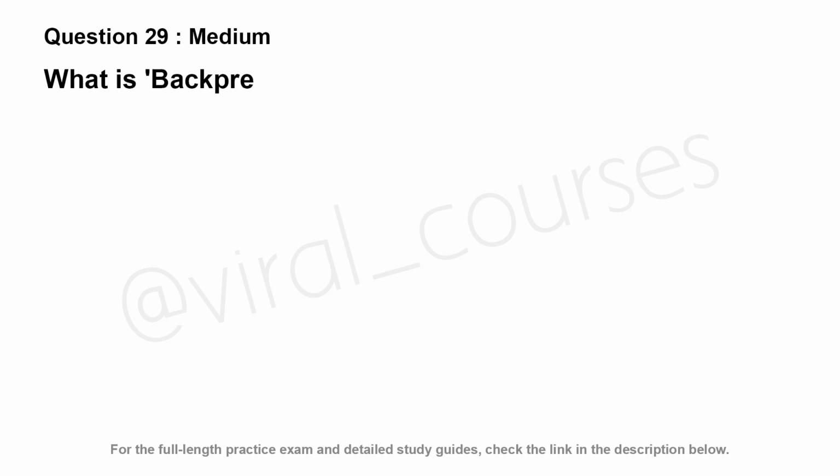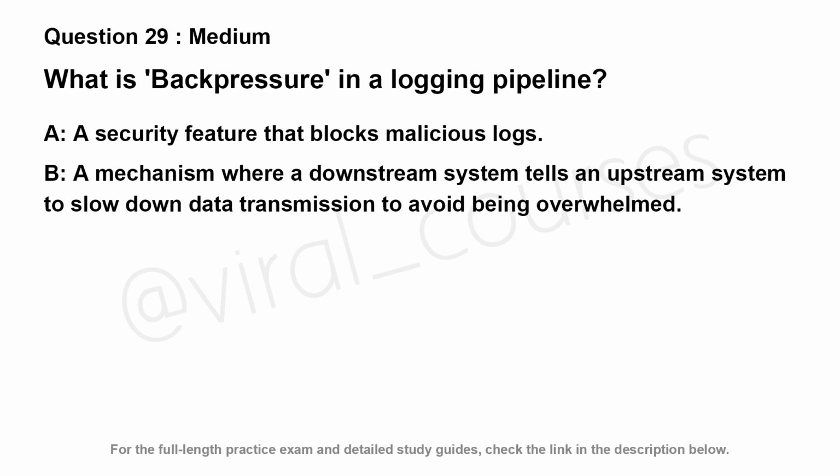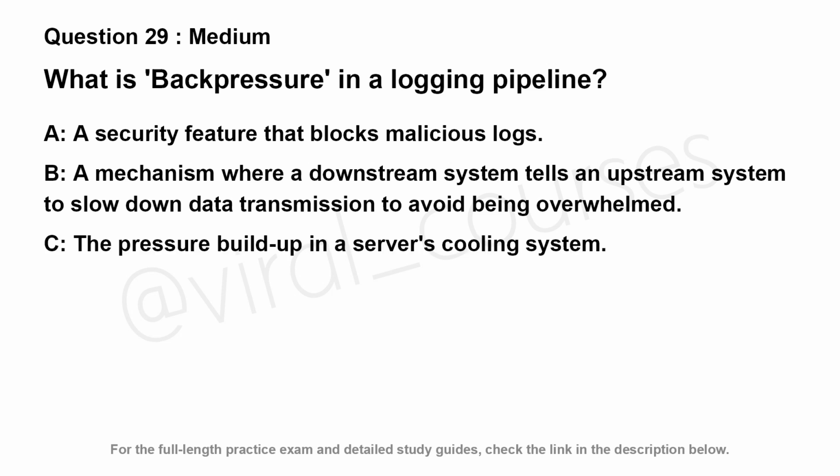What is backpressure in a logging pipeline? Option A, a security feature that blocks malicious logs. Option B, a mechanism where a downstream system tells an upstream system to slow down data transmission to avoid being overwhelmed. Option C, the pressure buildup in a server's cooling system. Option D, the process of re-indexing old logs.